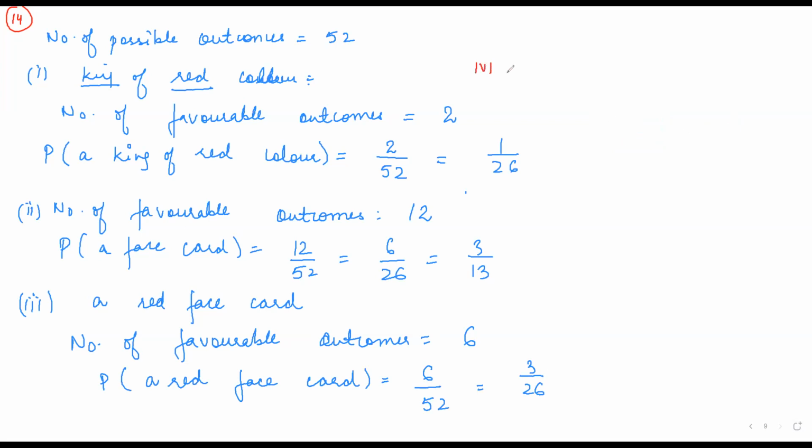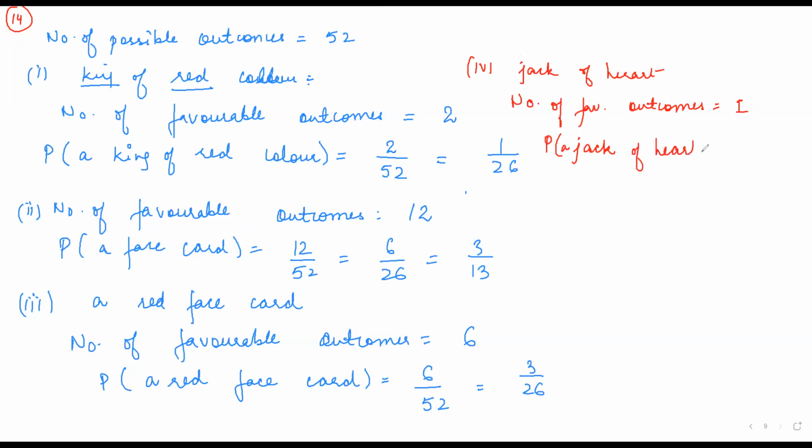Okay, fourth part. Probability of the Jack of Hearts. So how many Jack of Heart are there? There's only one Jack of Heart. So number of favorable outcomes is only one. So probability of a Jack of Heart is 1 by 52.